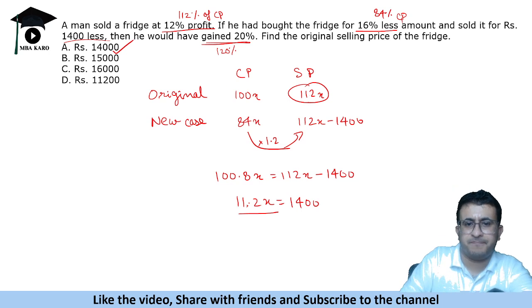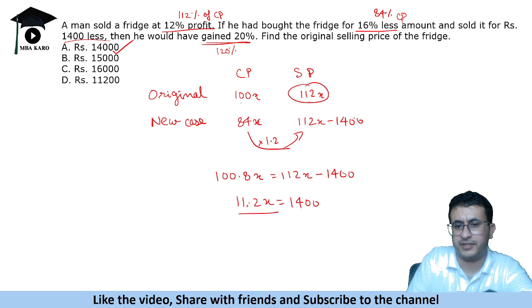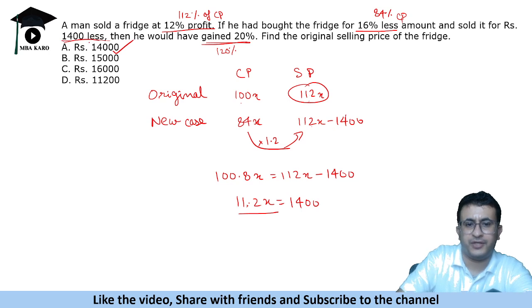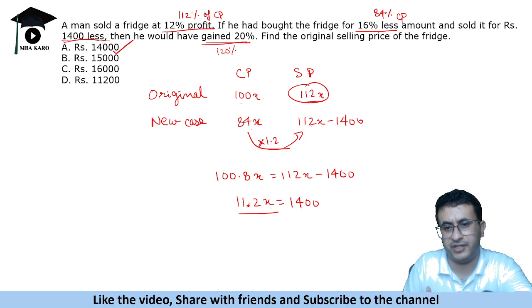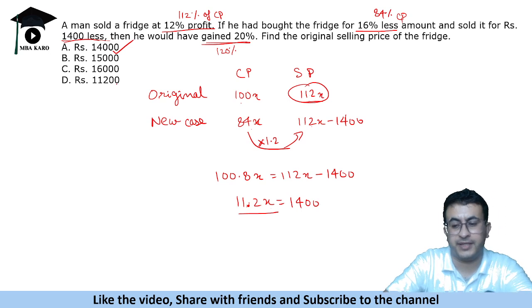So what it said is, initially 100x and 112x were the cost and selling price. Now in the new case he is purchasing for 84x because it is 16% less, and the selling price is 112x minus 1400 because he is selling for 1400 less than the actual selling price. Now 20% profit means 1.2 times. So we equated. As a smart student you should not be calculating the value of x, because ultimately we have to answer what is 112x. So we can answer it accordingly.